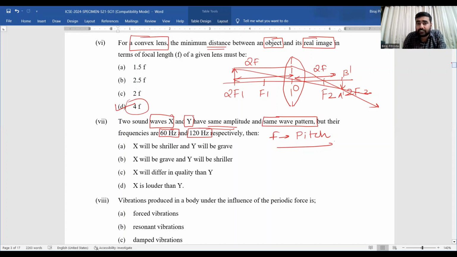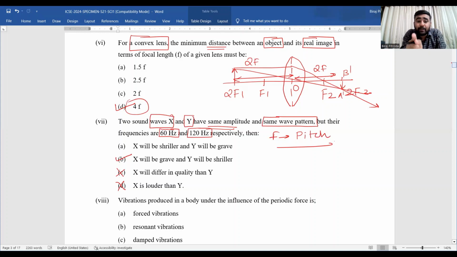Option C says that X will differ in quality. I feel that's incorrect because they both have the same wave pattern. So the quality of both the sound waves is the same. Option D says X is louder than Y. This is also incorrect because they both have the same amplitude. So either option A is correct or option B is correct. Let me show you which is the correct one. I feel option B is the correct one.